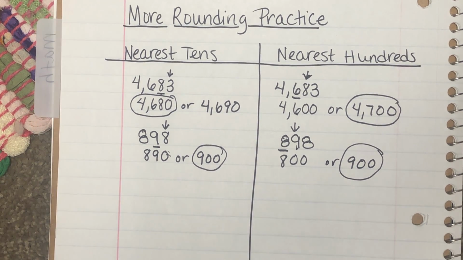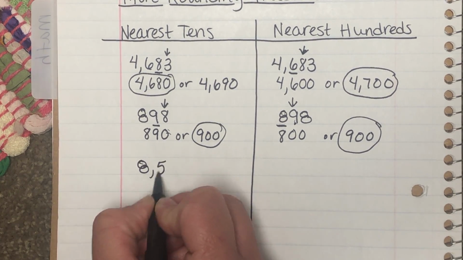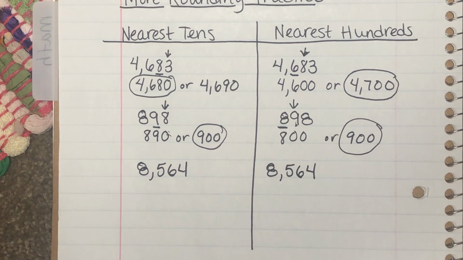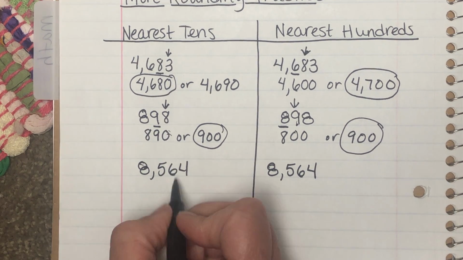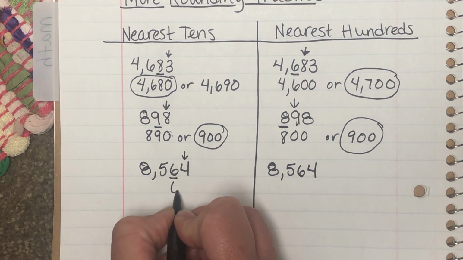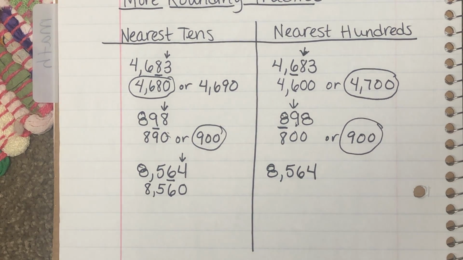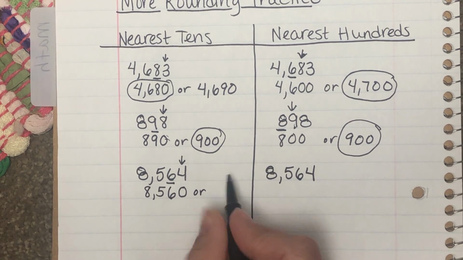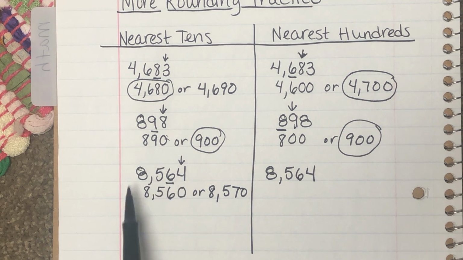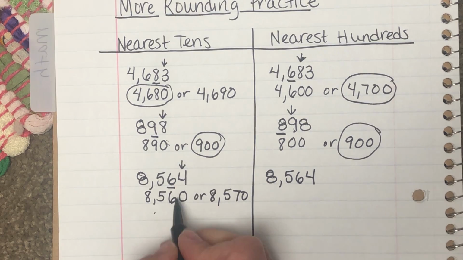Next example. $8,564. In this column, I'm rounding to the nearest 10, so I'm going to underline that 6 and point to the digit to the right. I'm going to write the value of that underlined digit, and then remember to write everything else that comes before it. And my next set of tens would be 8,570. So is this number going to round down or going to round up? Well, I'm pointing to a 4, and 0 through 4 means I round down.